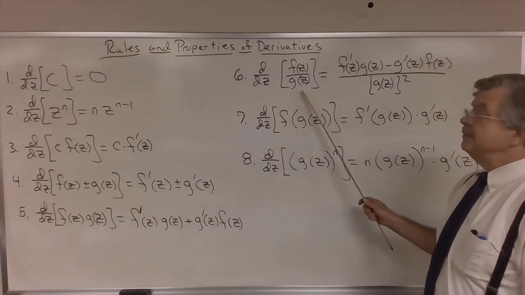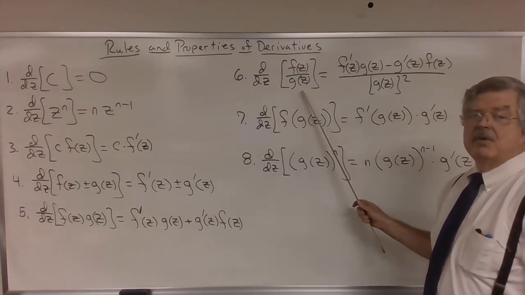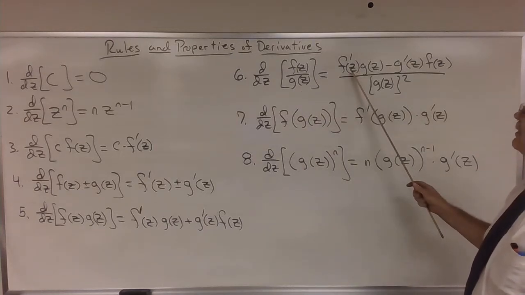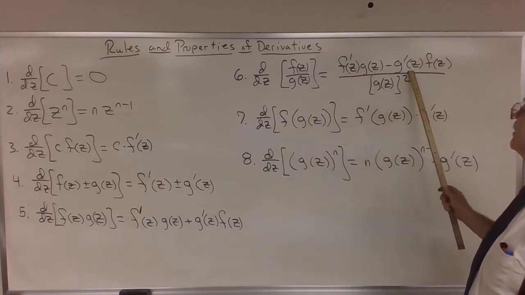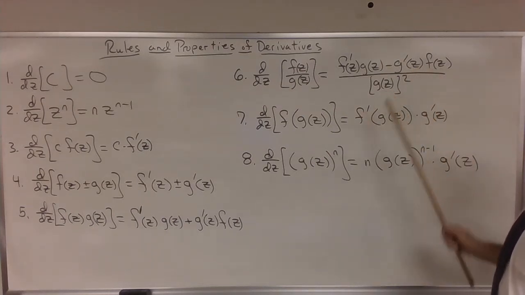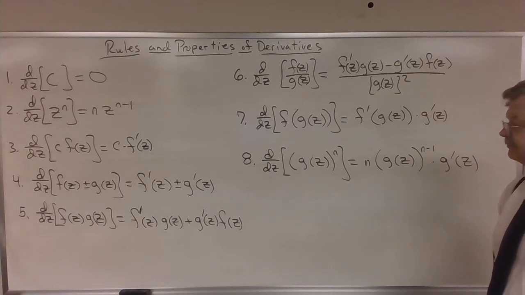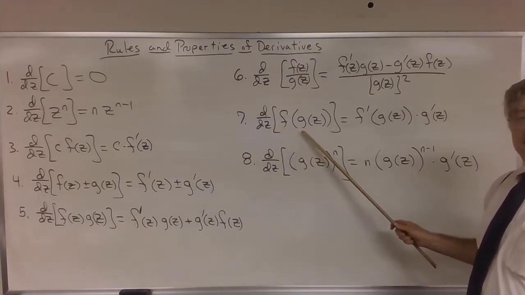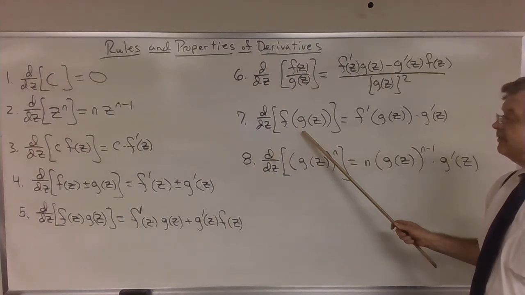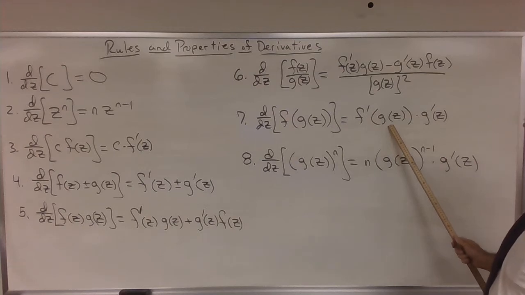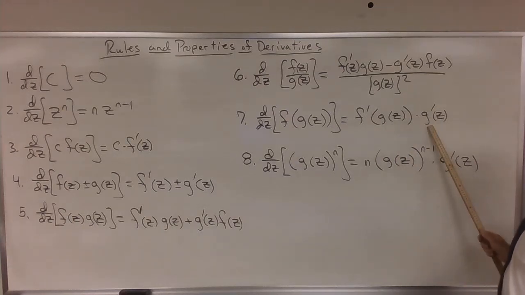The quotient rule, essentially the same quotient rule that we had in calculus: derivative of the top times the bottom minus derivative of the bottom times the top, all over the bottom squared. In calculus, there's a chain rule for the derivative of a composite function: derivative of the outer function evaluated at the inner, times derivative of the inner function.